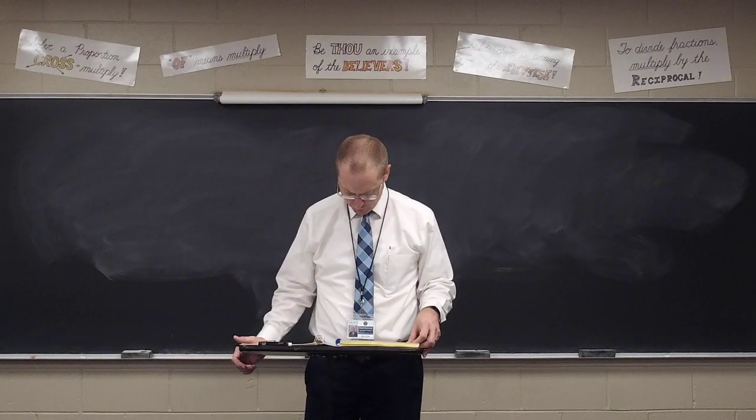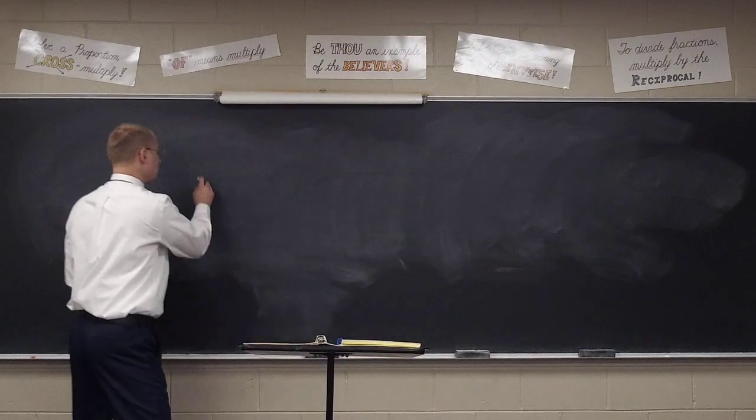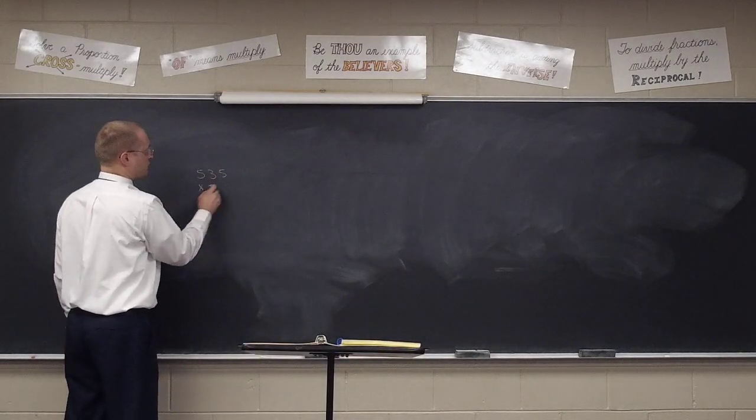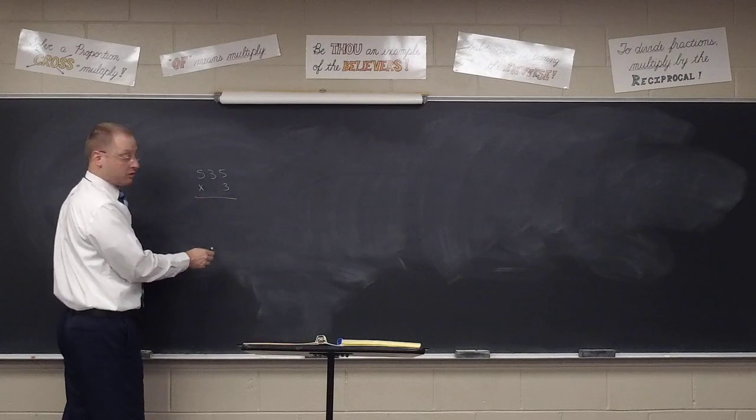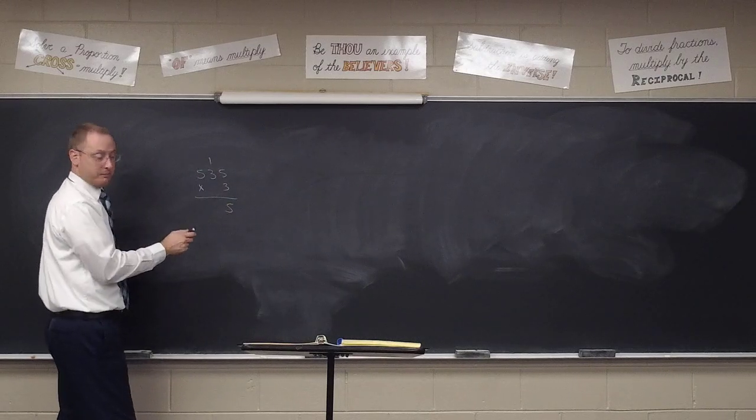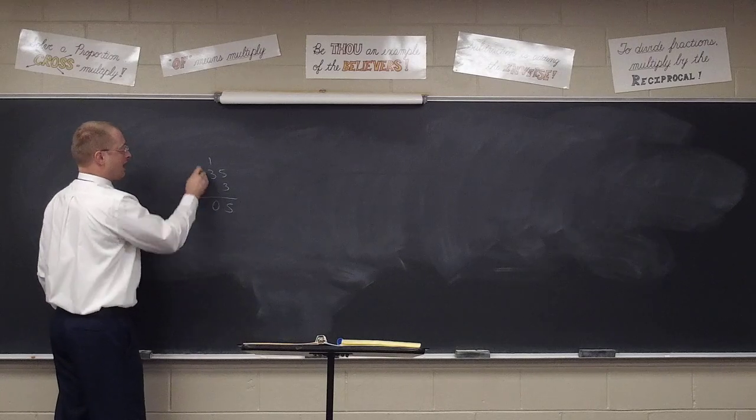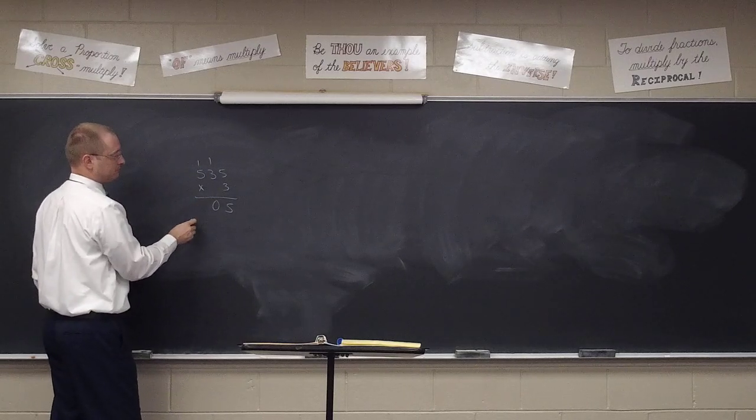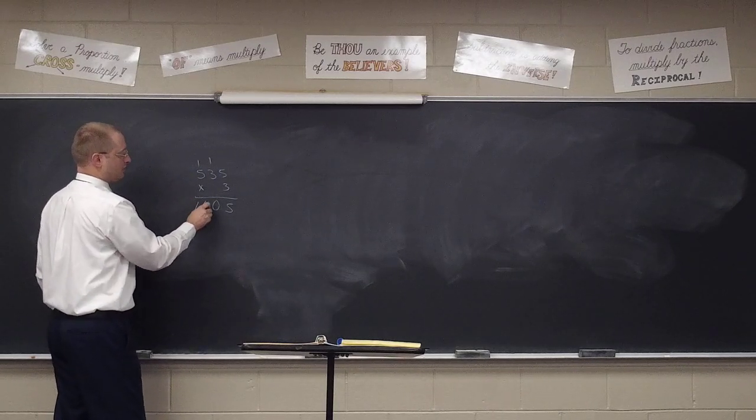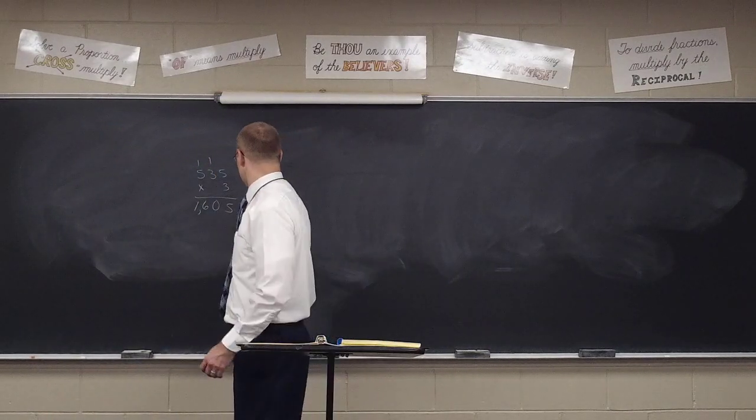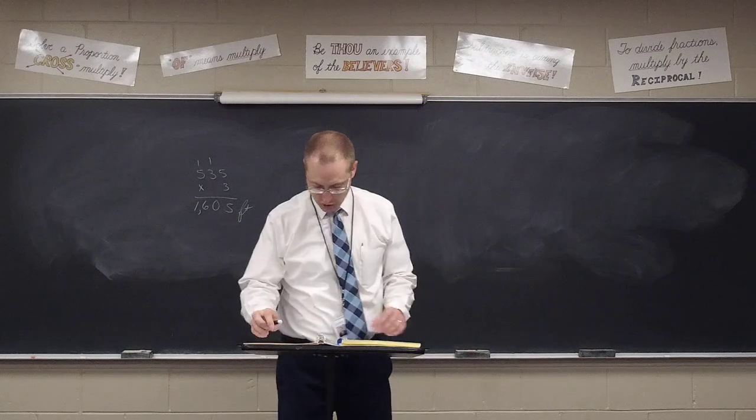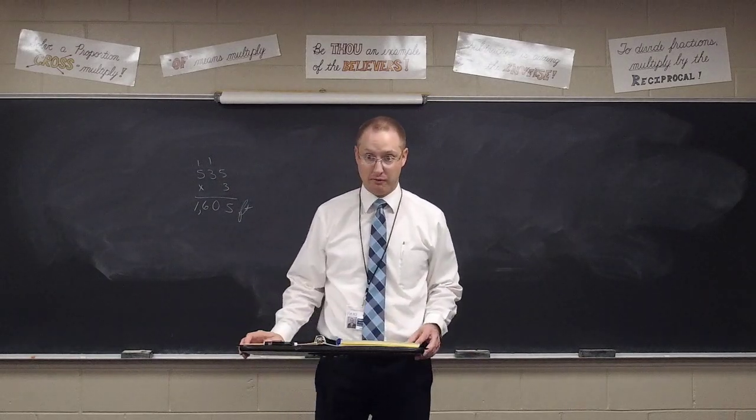Ben, what did you get for your answer on 25? 1,531. When you multiply by 3, 535 times 3. Let's see, 3 times 5? 15. Carry the 1. 3 times 3 plus 1? 10. And 3 times 5 plus 1. 16. 16, there we go. So 1,605 feet would have been our answer there. Questions on 25.